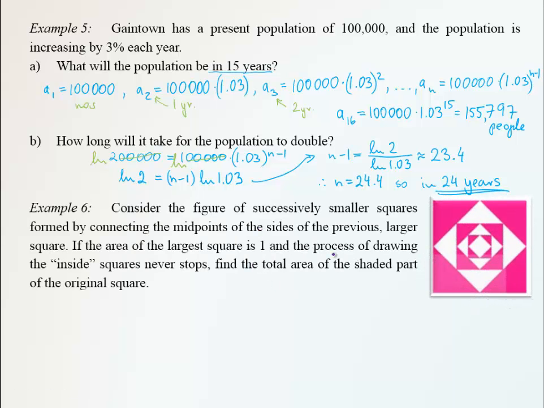The next example is really nice. I hope it will be interesting for you. Consider the figure of successively smaller squares, like on this diagram, formed by connecting the midpoints of the sides of the previous larger square. If the area of the largest square is 1 and the process of drawing the inside squares never stops, find the total area of the shaded part of the original square.